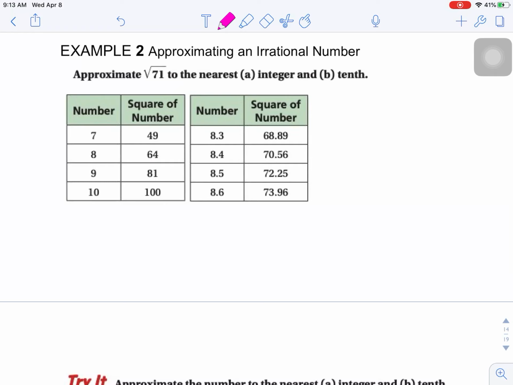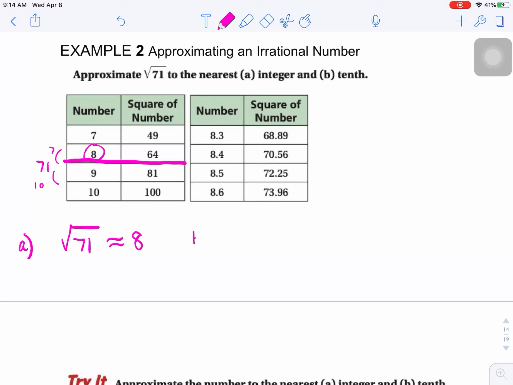All right, approximate the square root of 71 to the nearest integer, and then to the nearest 10th. Well, square root of 71, I can see that it fits in between the 8 and the 9, and the square root of 71 is a little bit closer to the 8, because 71 to 81 is 10 units apart, but 64 to 71 is only 7 units apart. So it's a little bit closer to the 8.